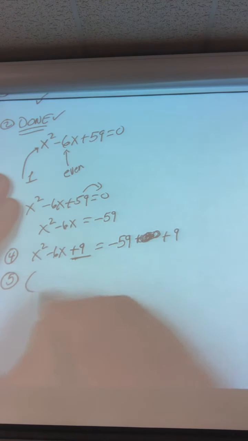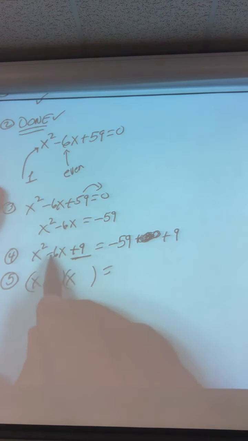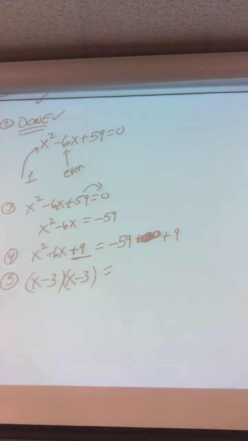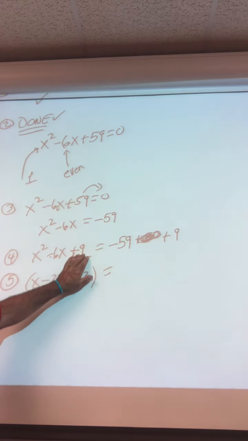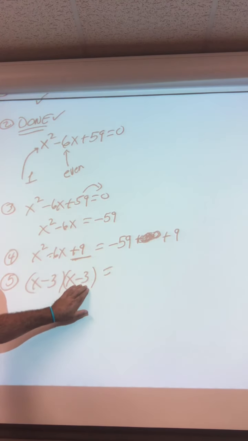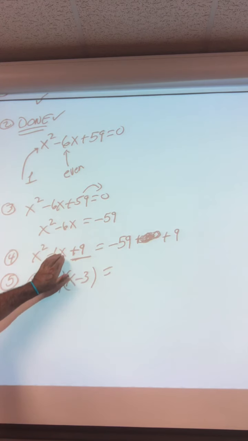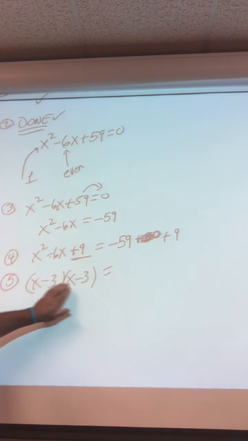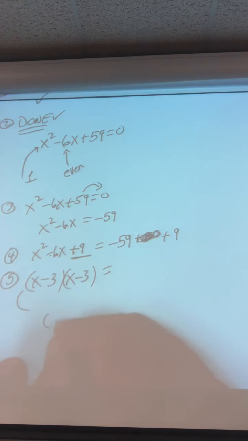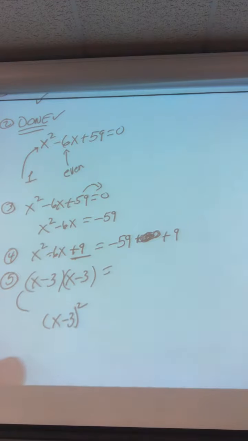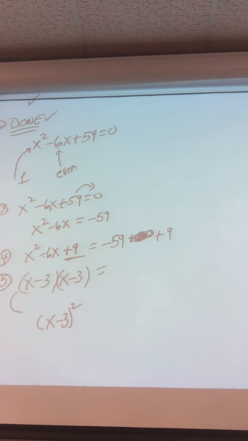Factor the left side. Okay, let's factor this. X squared is x and x. Signs the same, both negative. I need two numbers that multiply to give you 9, that add to give you 6. That's 3 and 3. Now, look at how that factored. This trinomial factored as something times itself. That means that's a perfect square. So when you factor this, it should always be the same thing twice. If it's not, you've messed up. Now, I don't want to leave it like that. I want to rewrite it this way. X minus 3 squared is x minus 3 times x minus 3.